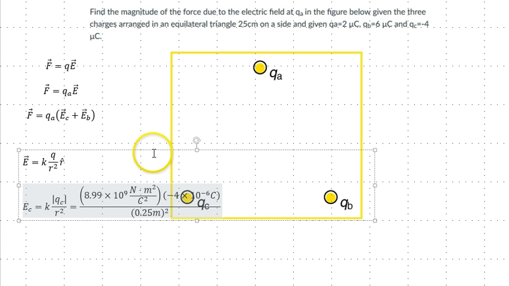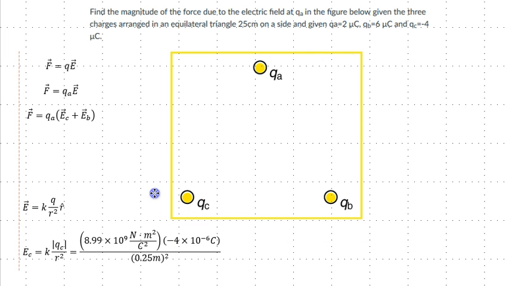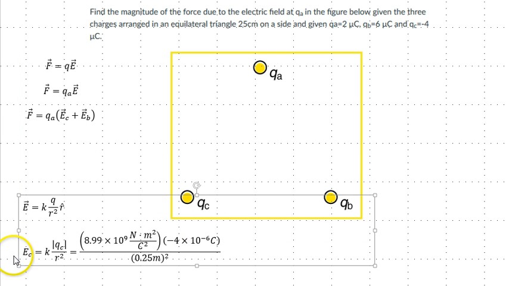Okay, let me move this around a bit so you can see it well. All right, so this is EC: 8.99 times 10 to the ninth newton meter squared per coulomb squared times the charge, minus 4 times 10 to the minus 6 coulombs, divided by the radius squared. Oh, and we're taking the absolute value, or the magnitude, of that charge, because we're taking into account the direction on our own. All right, what does this equal? Well, let's pop open Excel.